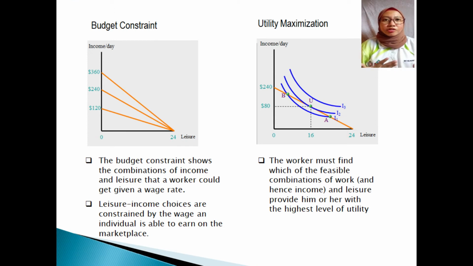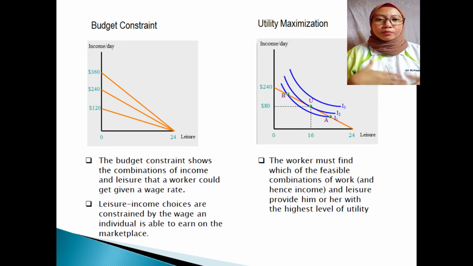So the budget constraint is the combination of income and leisure that a worker could get given a wage rate. For example, at a wage rate of 5, a worker could get a maximum income of 240 per day, while at the higher wage rate, which is 15, a worker could get a maximum income of 360 per day. So that means the higher the wage rate, the less leisure that one could get, and the more income they must give up for hours of leisure.